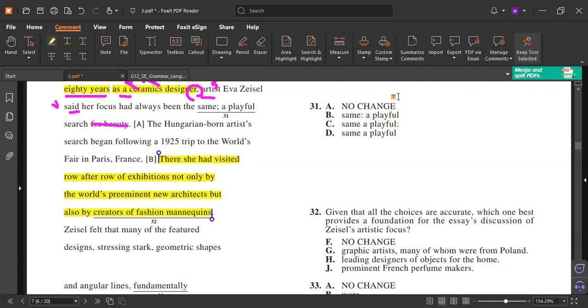By creators of fashion. Penguins, right? It's a prepositional phrase. Preposition, okay. And by creators. Where is by creators? The last one. By the world's preeminent new architects. Delete them. Delete them. Delete.